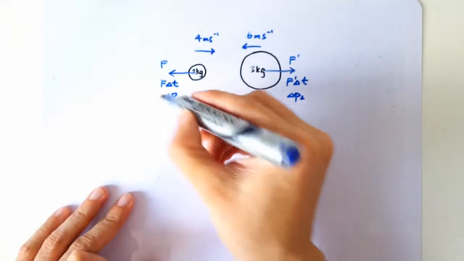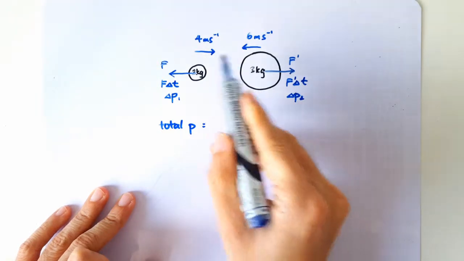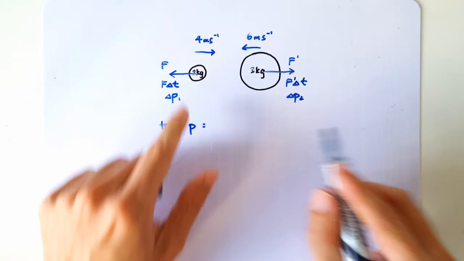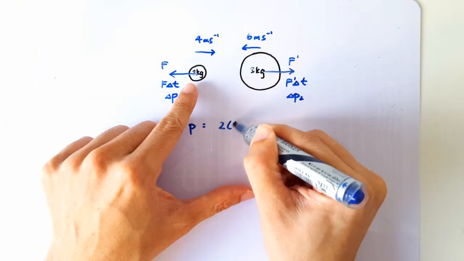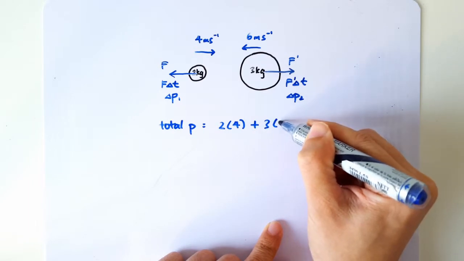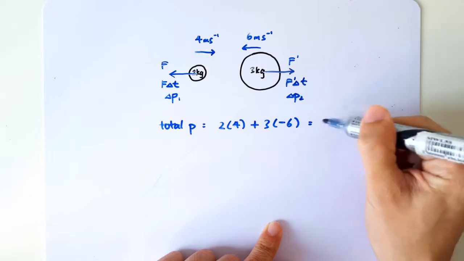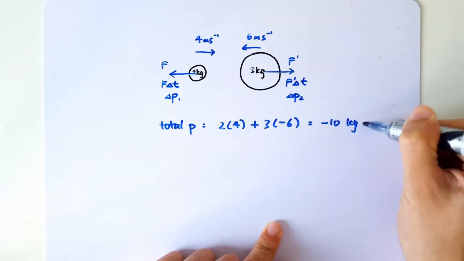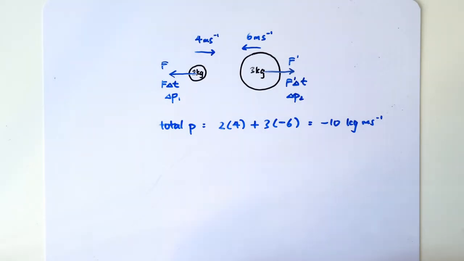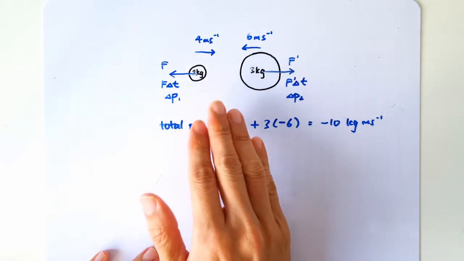So what is the total momentum? So before the collision, if we take rightward to be positive, then we have 2 kilogram times a positive 4 plus 3 kilogram times a negative 6, which gives us 8 minus 18, negative 10 kilogram meter per second. So the total initial momentum was not 0, it was negative 10. It was a leftward momentum.